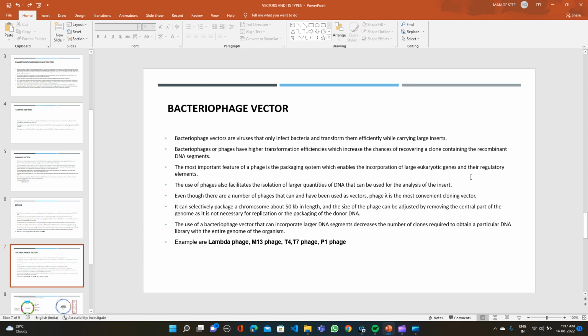Even though a number of phages can be and have been used as vectors, phage lambda is the most convenient cloning vector. The use of bacteriophage vectors that can incorporate large DNA segments decreases the number of clones required to obtain a particular DNA library covering the entire genome of an organism. Some examples are lambda phage, M13 phage, T4, T7 phage, and P1 phage.